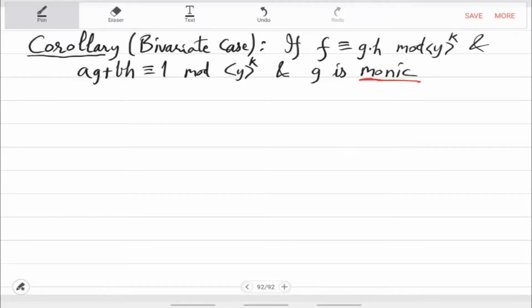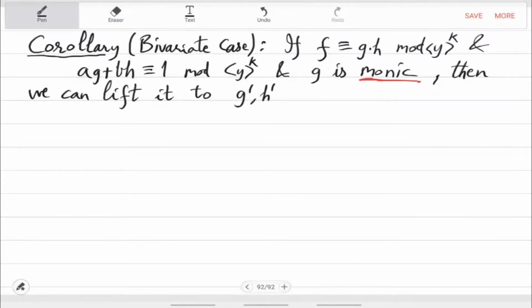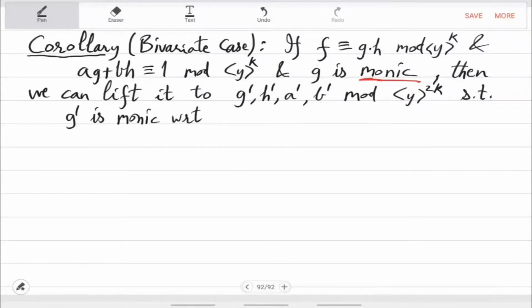So obviously the claim is that we will be able to achieve that form. So then we can lift it to g prime, h prime, a prime, b prime mod y raised to 2k, such that g prime is monic with respect to x and it is unique.